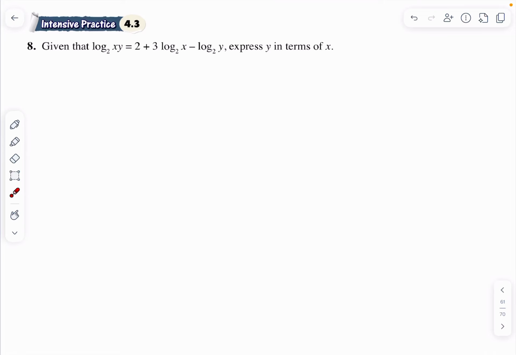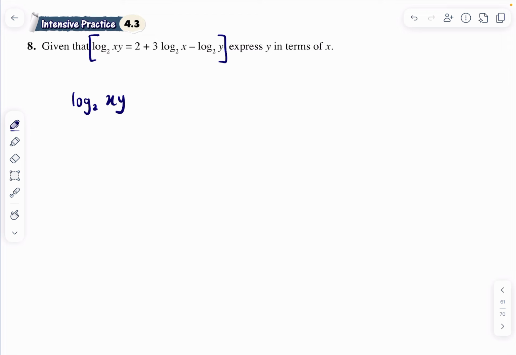Intensive practice 4.3, question 8. Given that log 2 xy minus 3 log 2 x plus log 2 y is 2, express y in terms of x. Okay. So here we have logs and we have a number. So what we do is we bring all the logs to one side.